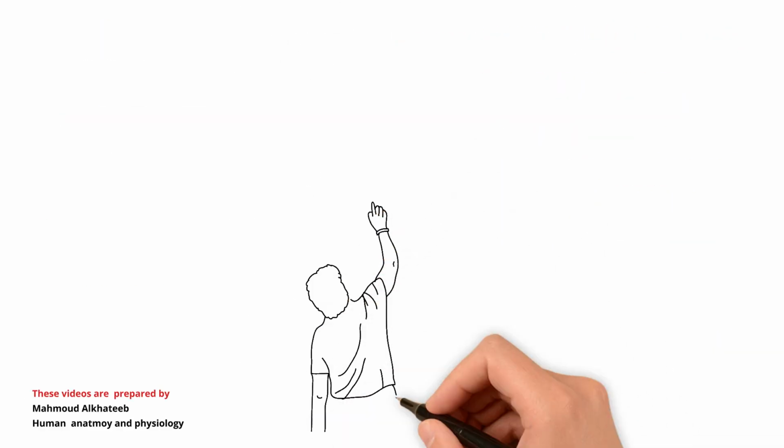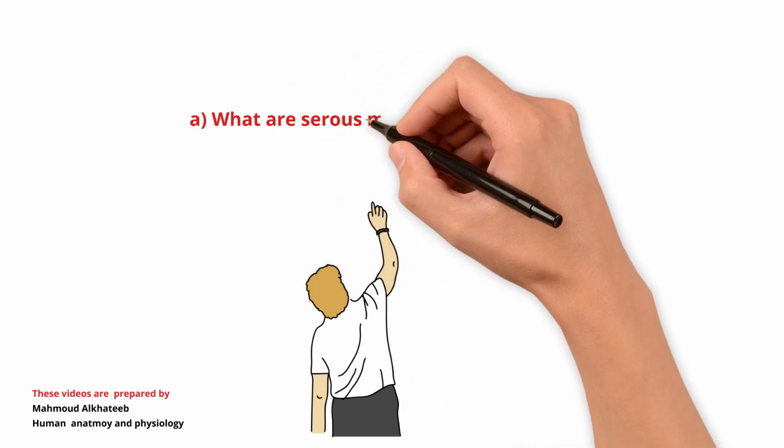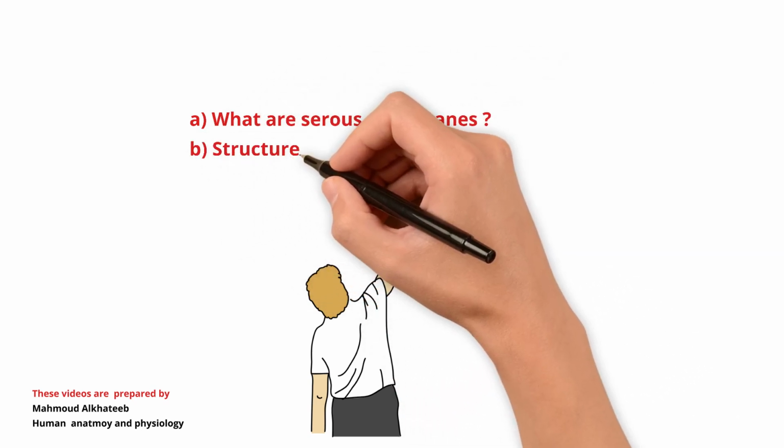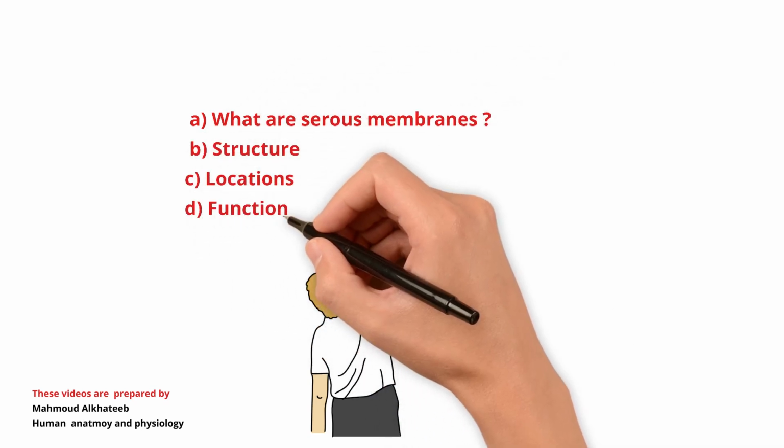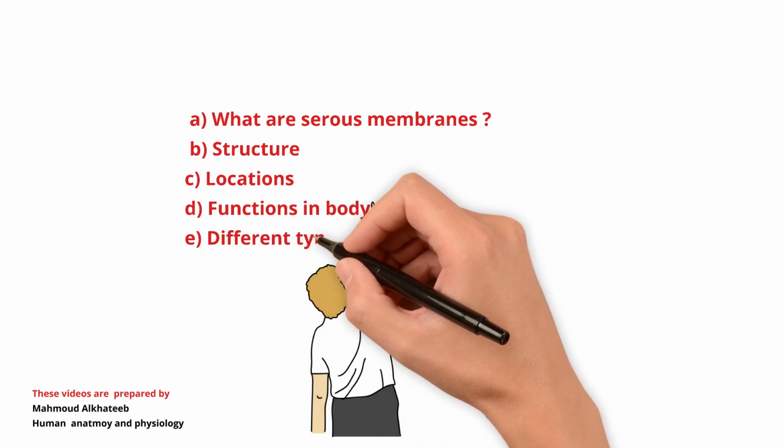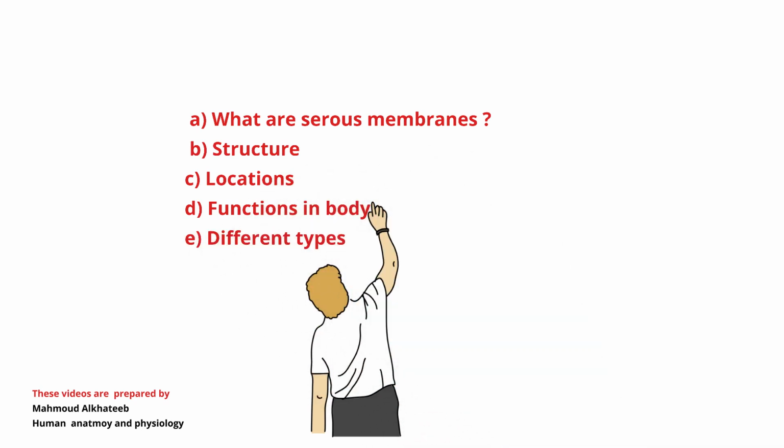In this video, we're going to explore what serous membranes are, how they're structured, what they do in our body, and the different types found in the body. By the end of this session, you'll have a clear understanding of how these thin, yet essential membranes help keep your internal organs functioning smoothly.